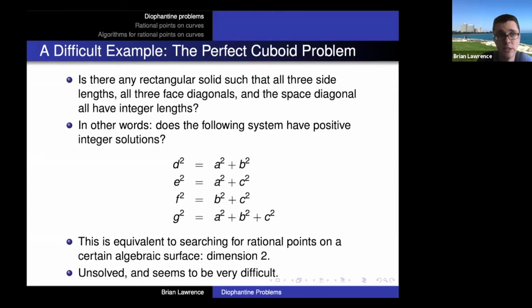And I haven't thought about it hard, but I assume this is a consequence of Lang-Vojta, that this would only have finitely many integer solutions. And so the conjecture would give you finiteness, and then it's also thought that in fact this particular system has no solutions at all.